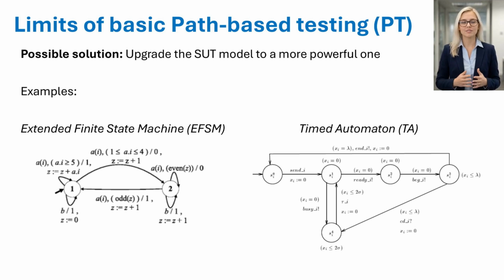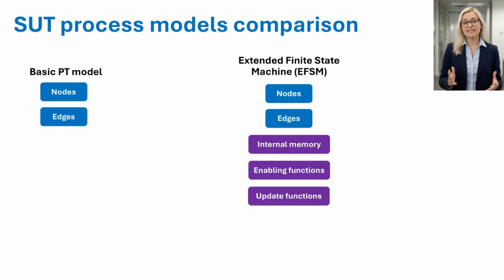The first idea that comes to mind is upgrading to a more complex and, therefore, more powerful model. In this video, we have selected two of them as examples: extended finite state machines and timed automata. Let's get to the basic idea behind them, just very briefly. Let's compare these models to the basic model we talked about in the previous video.